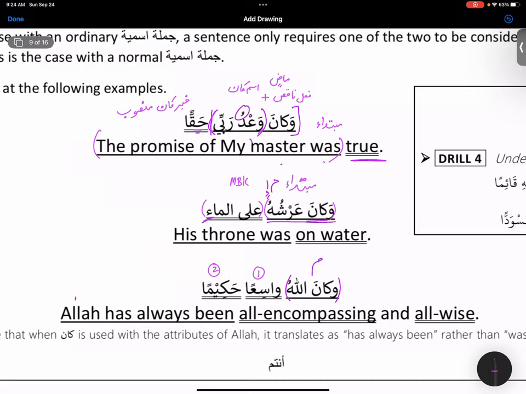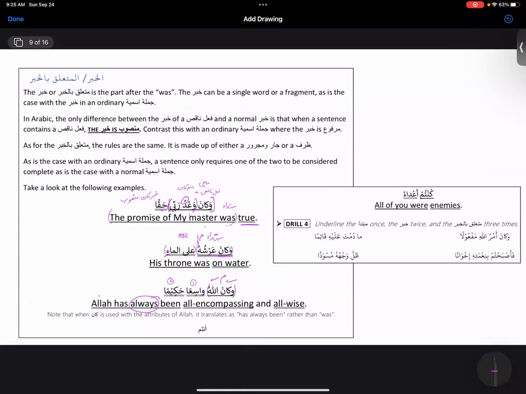Perfect. Okay, and translation would be? Allah, because the word Allah, we do not say it in past. So Allah is always all-encompassing and always. Yes, so that's why always is coming, right? Because all times are included when kana comes with Allah subhanahu wa ta'ala.